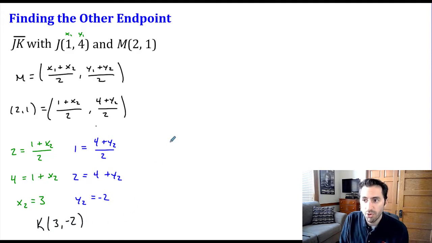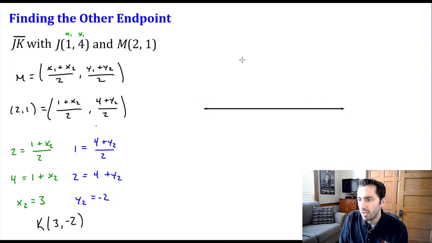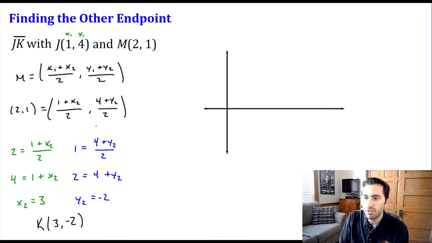So that's the algebraic method. Let's do this by taking a look at a graph. I'm going to graph a couple axes here, and this is just going to be a little sketch. It doesn't need to be completely accurate. I just want to be able to graph these points well enough so that I get an idea of what this segment looks like. So it looks like J is at (1, 4), so maybe that's about up here.